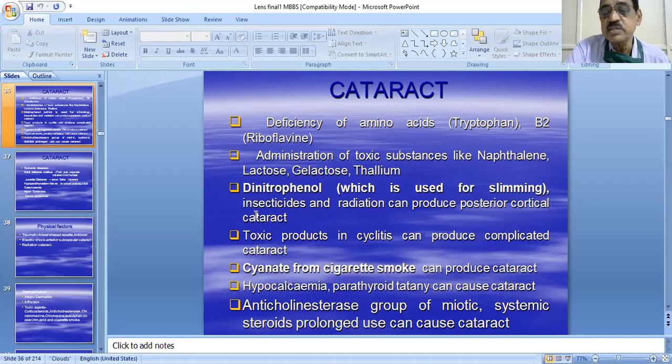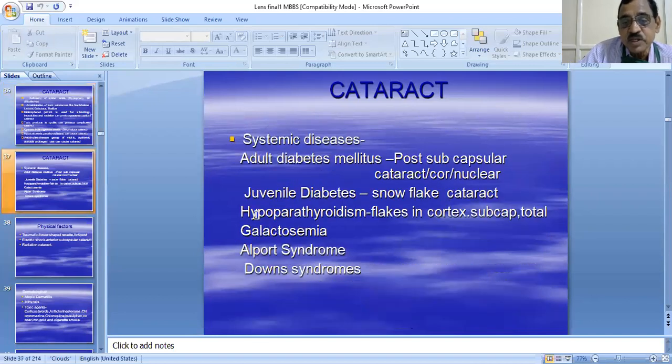Toxic products in cyclitis can produce complicated cataract. Cyanide, I have already mentioned, in cigarette smoke can produce cataract. Hypocalcemia and parathyroid tetany, in case of parathyroid atrophy or inadvertent removal of parathyroid glands while doing a thyroidectomy, can also cause cataract. Anticholinesterase group of drugs such as myotics, such as ecothiopate, can cause cataract, and systemic steroids with prolonged use, be it local or systemic, can give rise to cataract formation.